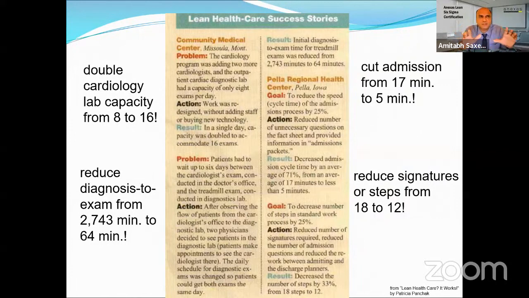It's not always possible to eliminate all the non-value added steps. We have to agree. No, you can't eliminate all the non-value added steps, but as much as possible, whatever you can eliminate, try to eliminate them. And that is what can bring a lot of improvements in your organizations. So here, a hospital could double cardiology lab capacity from 8 to 16 by redesigning the workflow, by reducing the wastes. Diagnostics to exam time was reduced from 2,700 minutes to just 64 minutes, by just changing the processes.